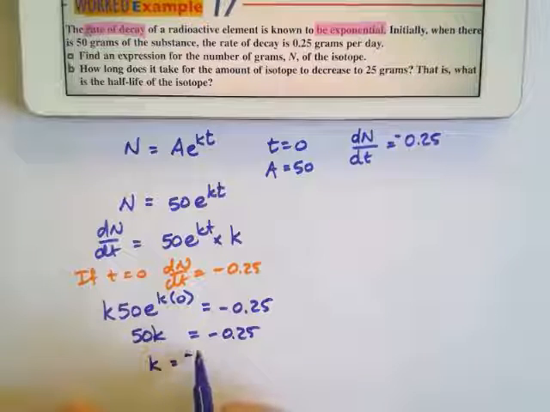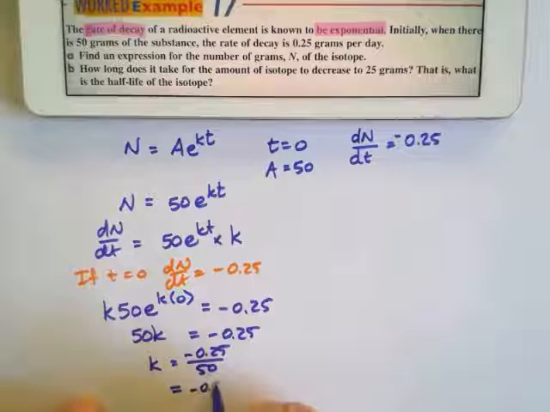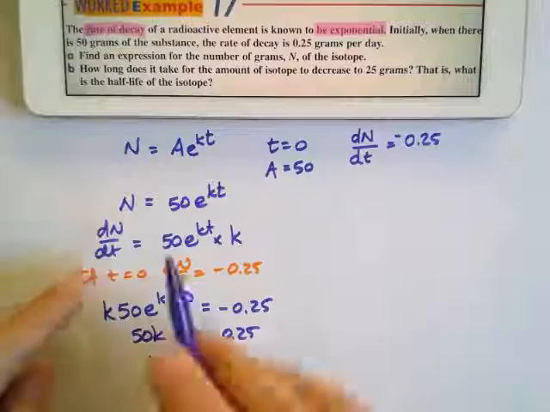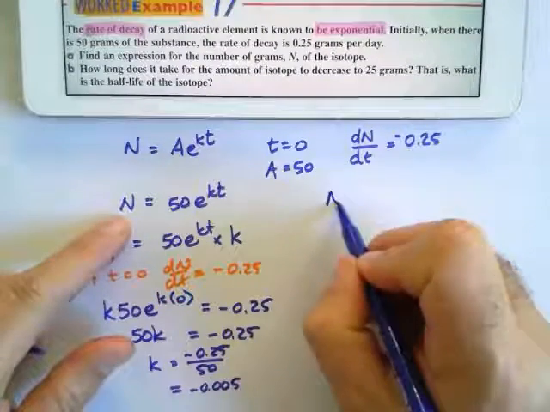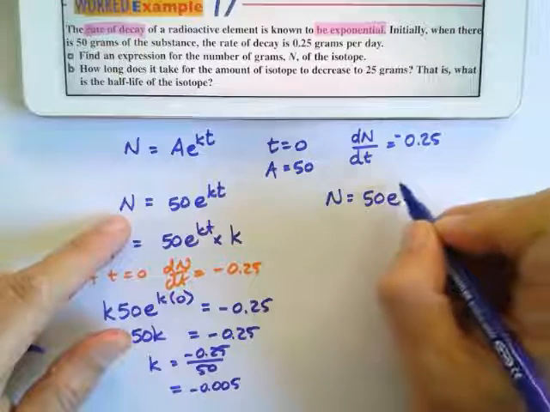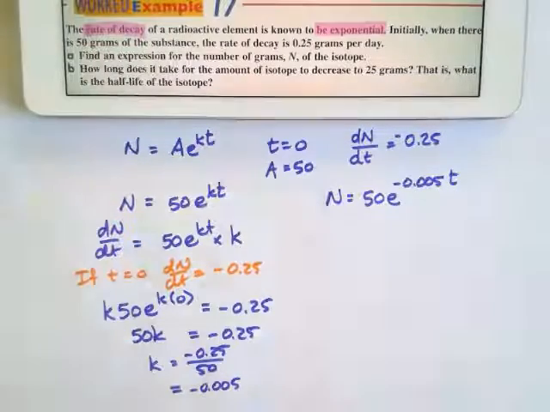Therefore, k equals 0.25 divided by 50, and that gives us a k of negative 0.005. So I have now a formula. I have N equals 50 e to the power negative 0.005 t. Okay, so that is my expression.